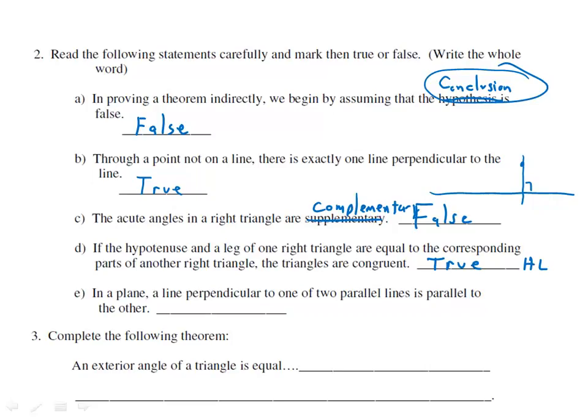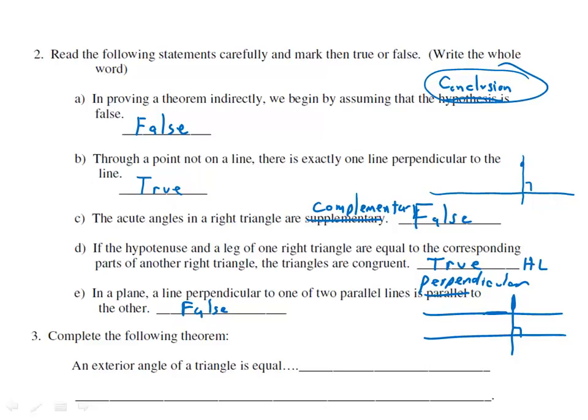E, in a plane, a line perpendicular to one of two parallel lines is parallel to the other. Well, this is a false statement. I'll show you why. So in a plane, a line perpendicular to one of two parallel lines is parallel to the other. Is this line here parallel to that one? No. We could make it a true statement if we made this word perpendicular, it would be true. But it doesn't say perpendicular, so it's false.